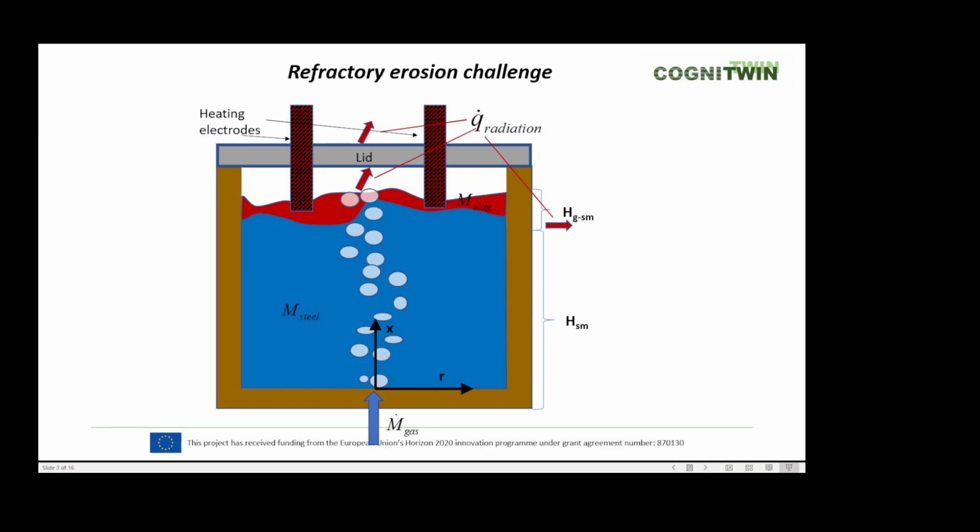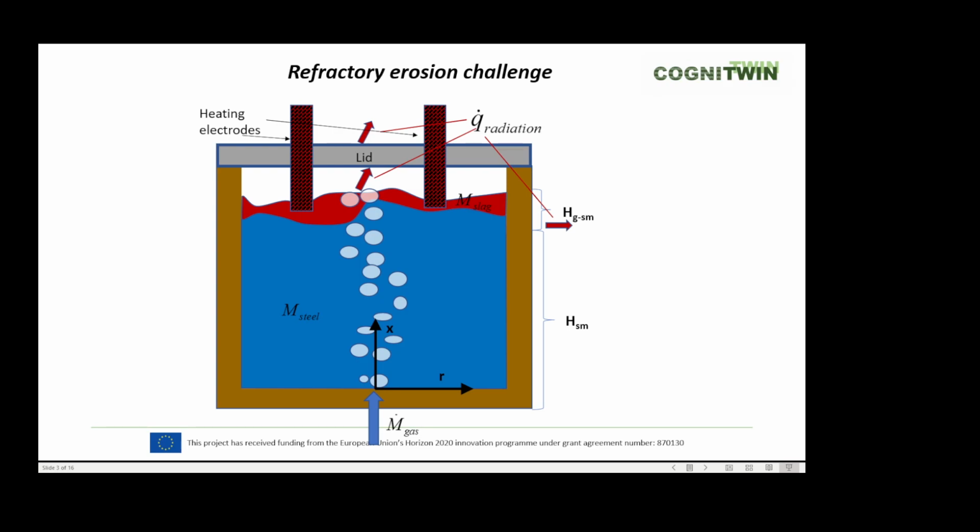Here we see a principal sketch of a ladle with blue steel, red slag on the top and brown refractory. Bubbles are injected from the bottom. The gas bubbles result in strong flows in both steel and the slag. The slag is much lighter than the steel and floats on the top.